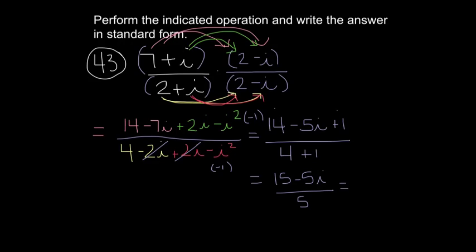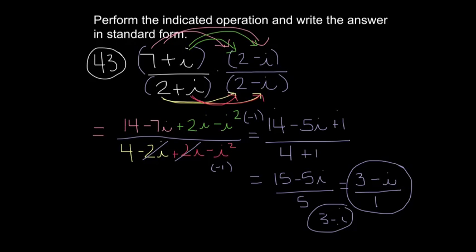And just like what was discussed with the last problems, every one of these terms can be divided by 5. So 15 divided by 5 is 3, minus 5i divided by 5 is i, all over 5 divided by 5, which is 1. So your answer is 3 minus i over 1. Again, it's fine if you were to just write that as 3 minus i. You don't need that 1 in the denominator, but either way is fine.